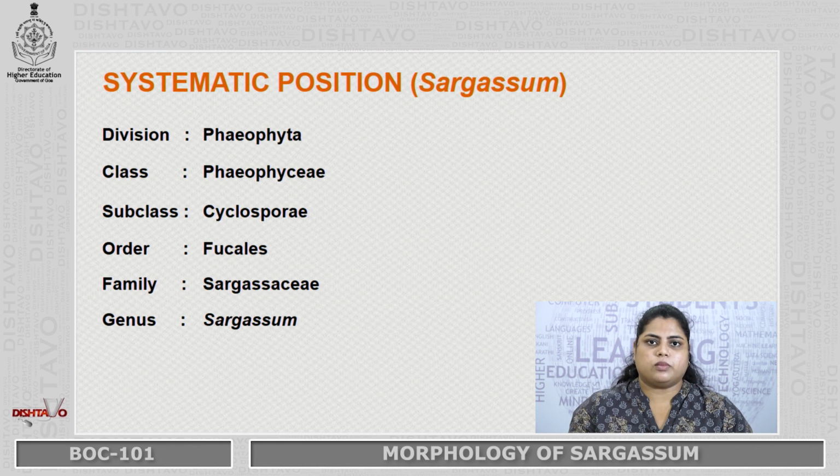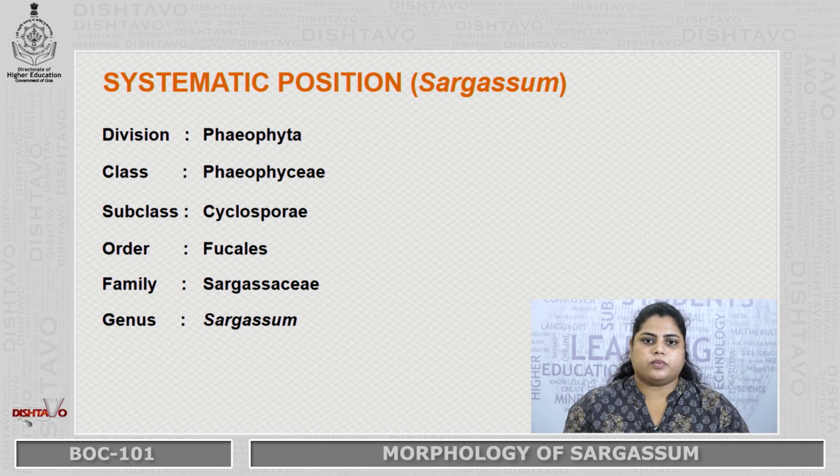They belong to the subclass Cyclosporae, wherein the alternation of generation is absent. They belong to the family Sargassaceae, where the plant body is differentiated into frond, stipe and the holdfast. Genus Sargassum.